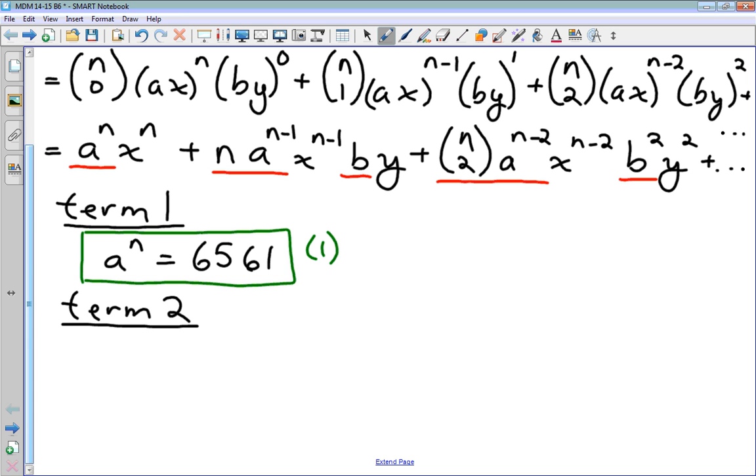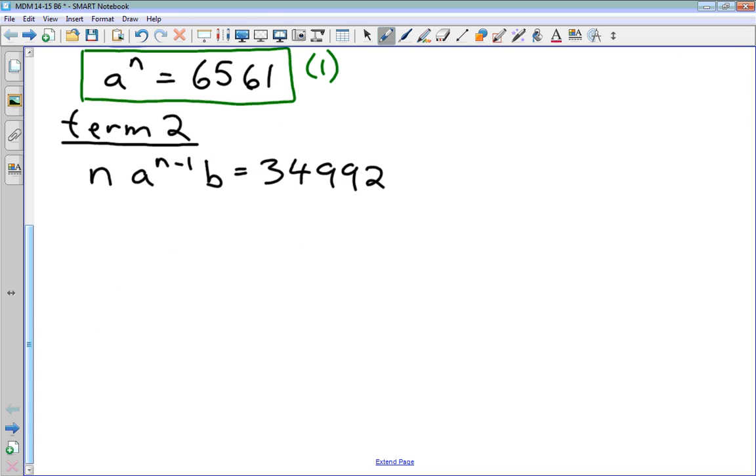So similar thing for our second term. Our coefficient is going to be n a^(n-1) times b, and we know that that is going to be equal to 992. Now this looks kind of confusing, but what can we do with it?